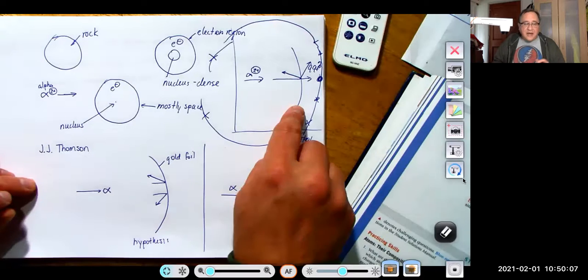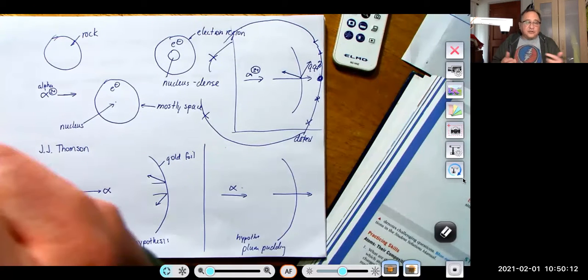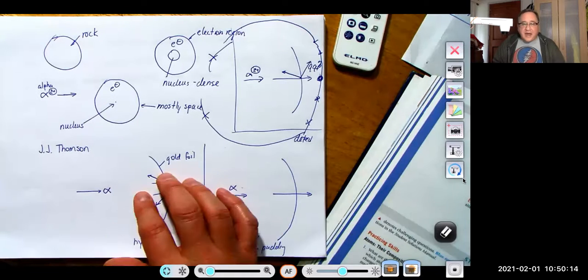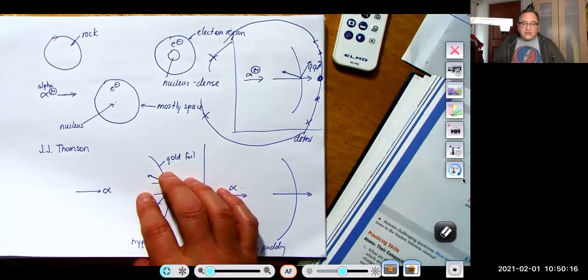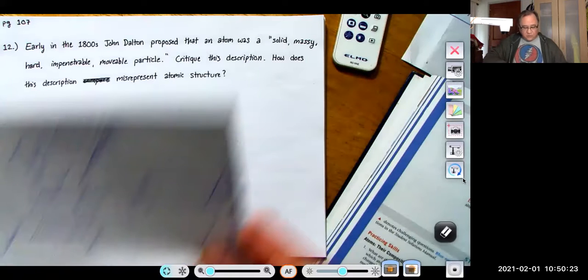But gold is also malleable, which means you can hammer it and get it to be really thin, because if the gold is too thick, all the particles will bounce back. And you want to make the sheet so thin that you can see through it. Okay, so that's the response to number 12. Let's move on.